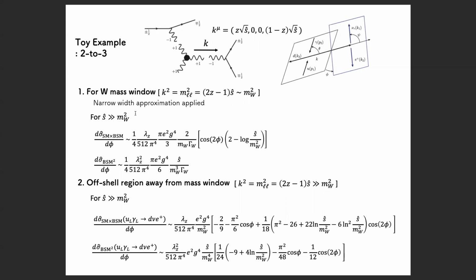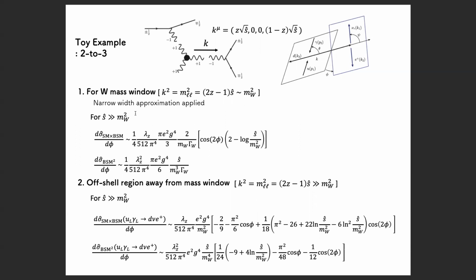For example, if this guy is onshell, if you produce it onshell, then basically you can use the narrow width approximation. When you use the narrow width approximation for the onshell particle, this guy cannot communicate anymore. Basically, you decouple, okay? So when you integrate over the phase space, this part is completely gone. Then the structure of the whole process is controlled by this sub 2-4 process, the 4-point function here. So you go back to non-interference again. You don't see the interference, okay? And you can see that here.